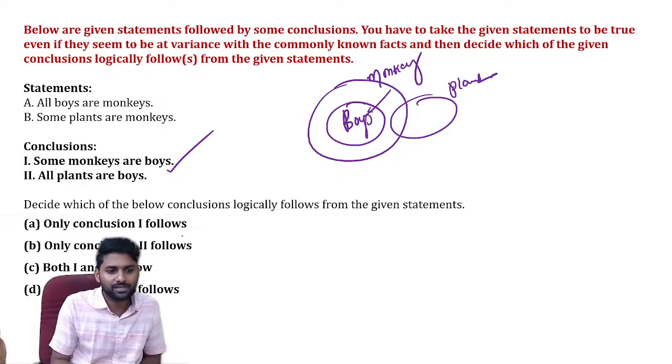All plants are boys. We cannot conclude it according to the diagram. There is no overlapping in the picture. That's why we can say that only conclusion one is false.